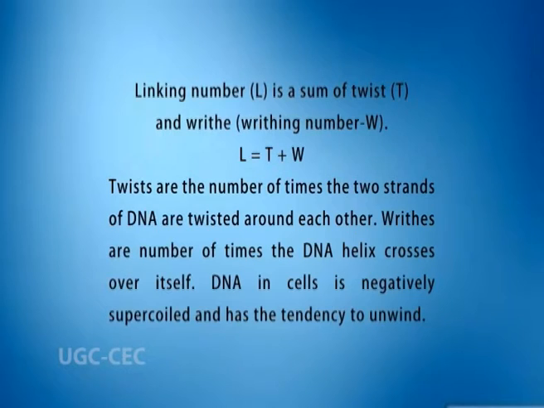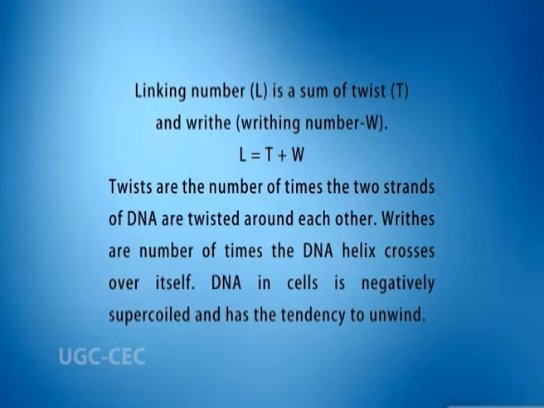Supercoiling results from change in the so-called linking number of DNA. Linking number, which is represented by the symbol L, is a sum of twists T and Writs, also known as Writhing number W, that is L equals T plus W. Twists are the number of times the 2 strands of DNA are twisted around each other. Writs are the number of times the DNA helix crosses over itself.